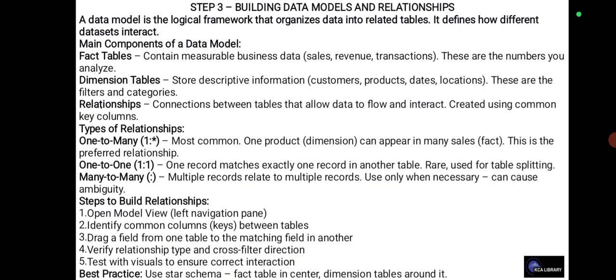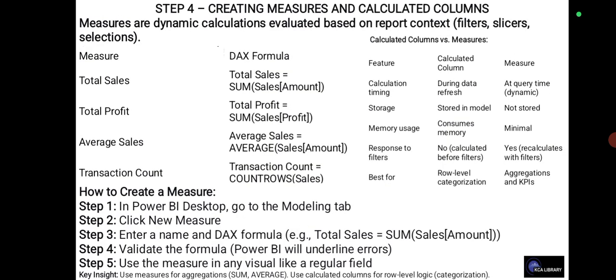Okay, so step 4 is on creating measures and calculated columns. Measures are dynamic calculations evaluated based on report context. So how do you create a measure? First, in Power BI Desktop, go to the Modeling tab. When you go to the Modeling tab, just click New Measure, then enter a name.